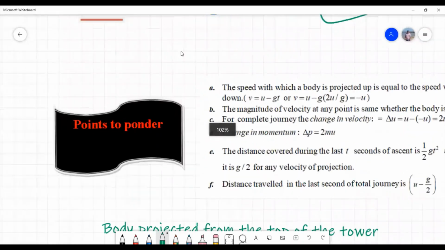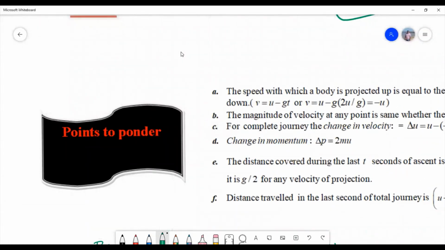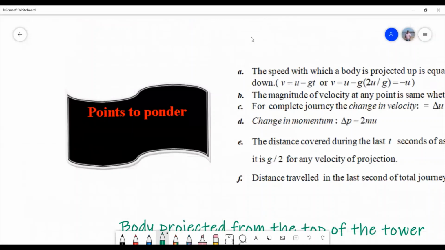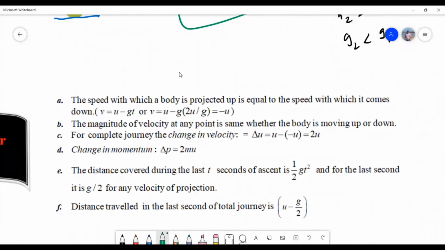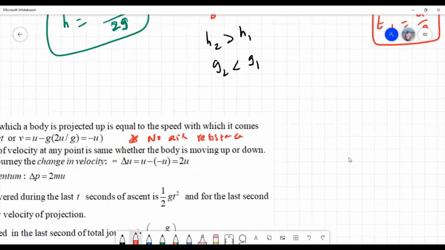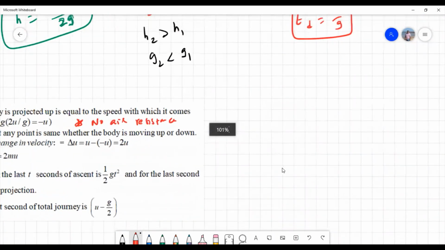So let's see some important points to ponder. We need to have a clear idea, so let us combine both freely falling body and vertical projection. The first point is a very valid point. The speed with which a body is projected up is equal to the speed with which it comes down. Again, an important aspect here is that we don't consider air resistance. If we consider air resistance, they'll be different. We have a proof also there.